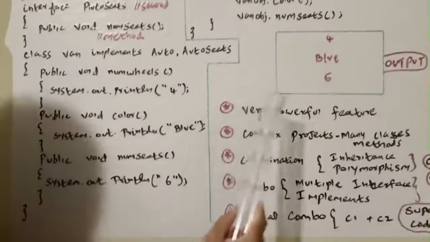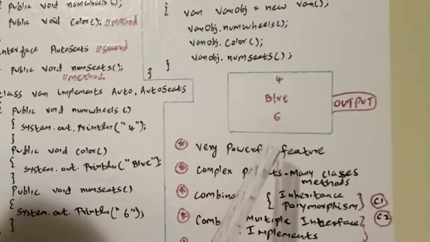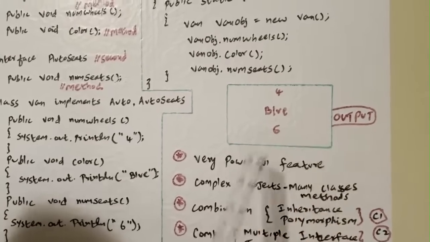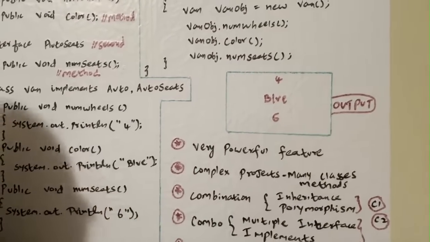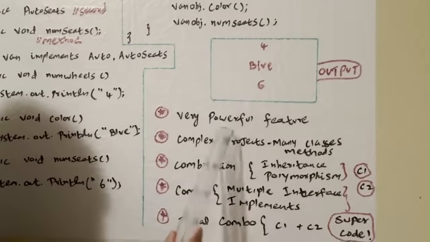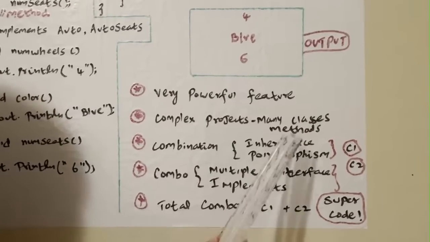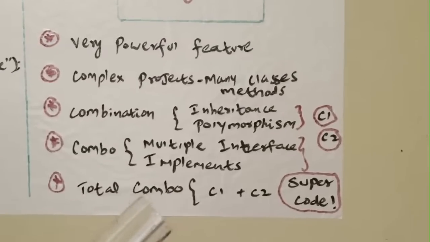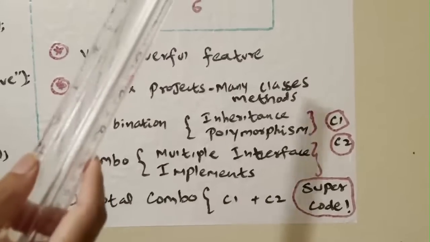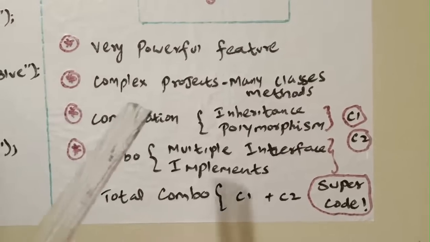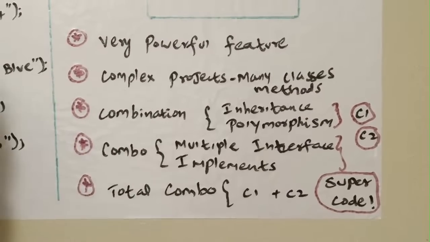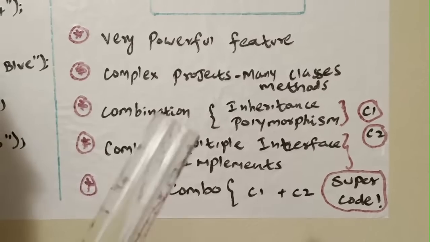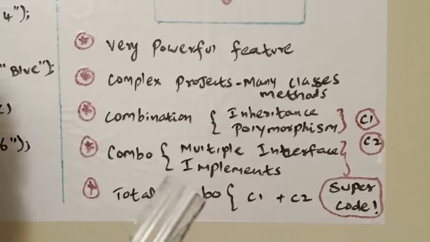Previously we had two outputs, 4 and green. Here we have 4, blue, and the number of seats because it's a van. That's the output. So what are the advantages of interfaces? Again, it's a very powerful feature for complex, large projects. There will be many classes, like 10 classes, 30 methods. When you want to use something from another class, you have to use the interface. It's like a bridge between different classes to access the attributes and variables.